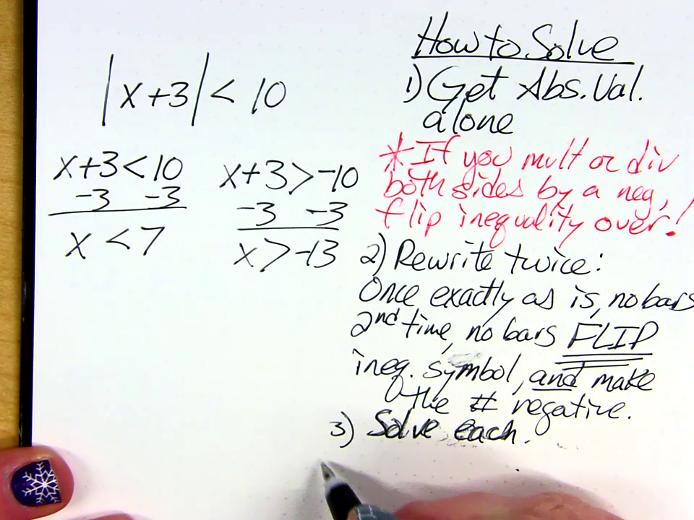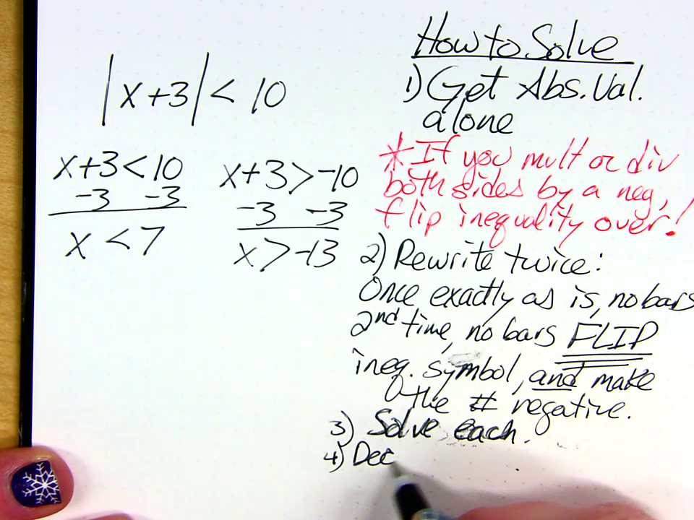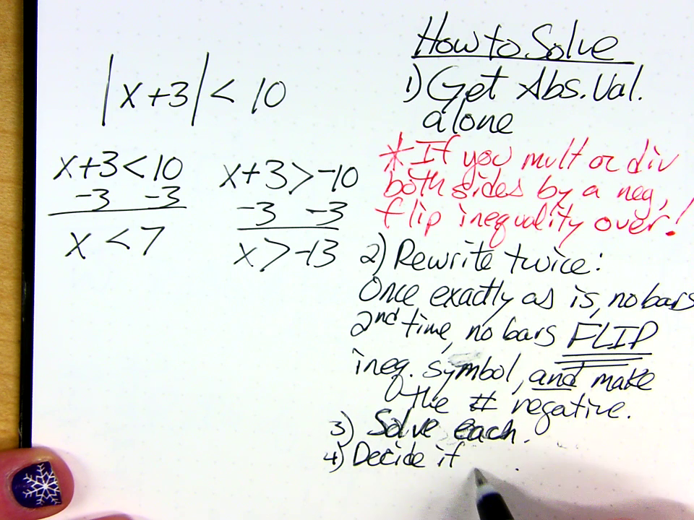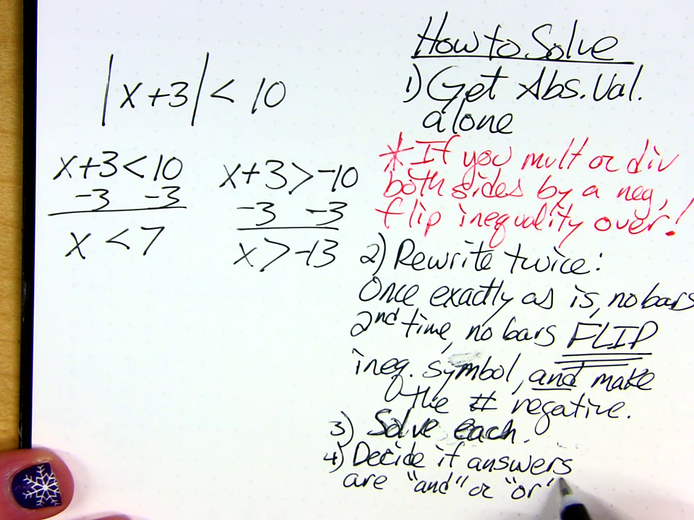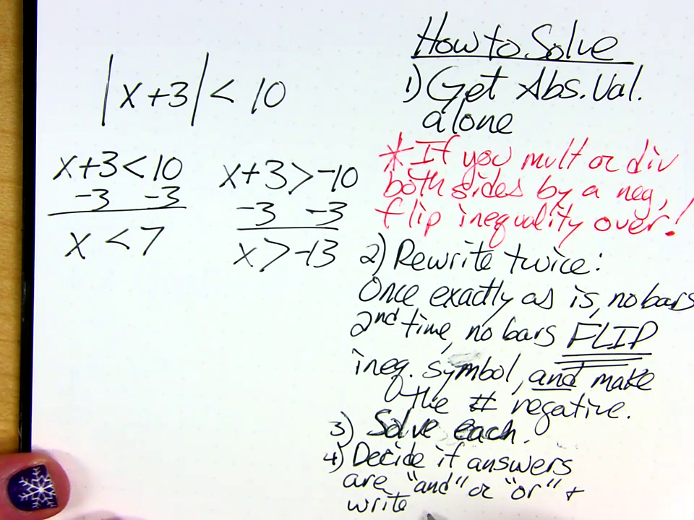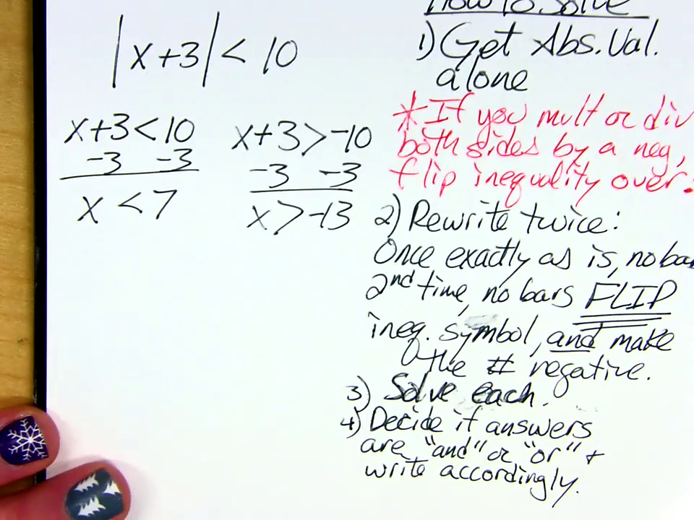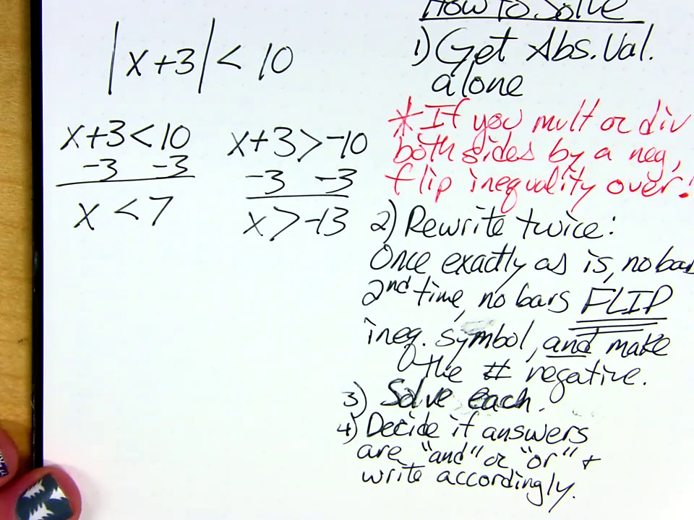So step 4, decide if. That's the last step. Yeah, pretty much. Well, kind of. Answers are and or. And write accordingly. So in this case, we decided that it was an and.